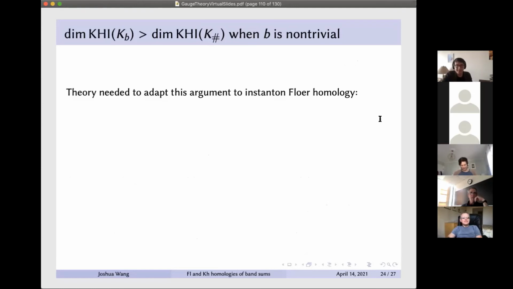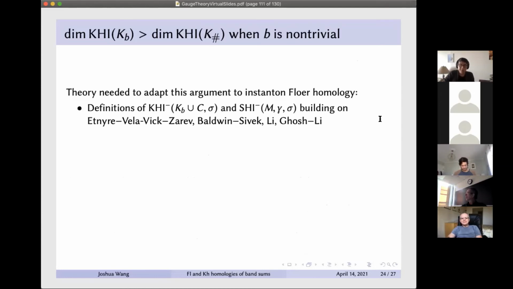So let me comment on some of the techniques that you need to develop to adapt this argument to the instanton setting. First of all, you need minus versions of instanton homology. And luckily for me, this had been developed recently by Baldwin, Sivek, Li, Ghosh, Li, and others since then, initially based on ideas of Ozsváth, Stipsicz, and Zarev in the context of Heegaard Floer theory. And what's important in this argument is this module structure, this C adjoint U module structure, along with gradings.